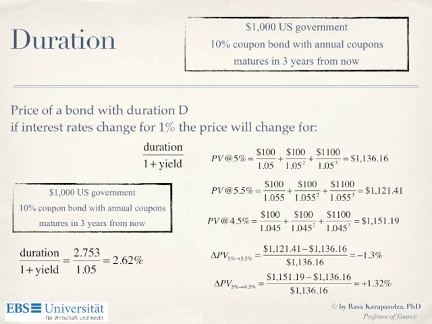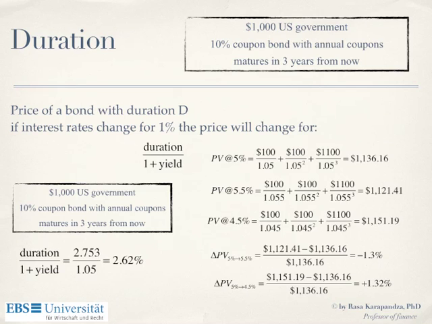So the duration, if we divide it by 1 plus the yield to maturity of this bond, this will tell us how much the price of this bond will change in percent if you move the interest rates up and down by 0.5%. Now, in this example, we are looking for the change in price. So the right-hand side of this slide tells you, okay, what is the present value of this bond at 5%, which is the current yield to maturity?